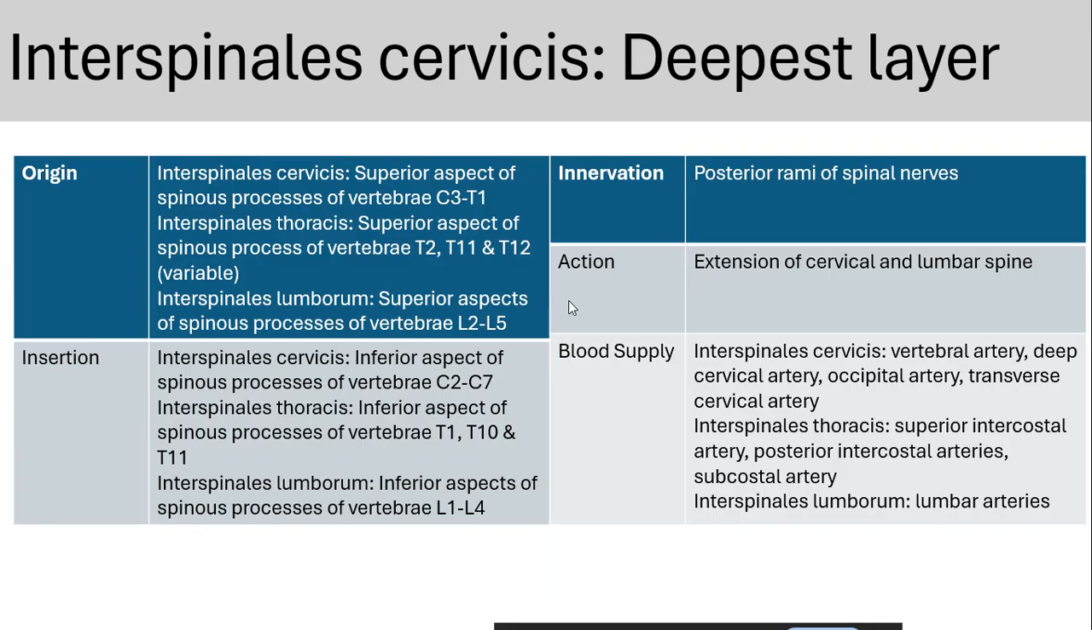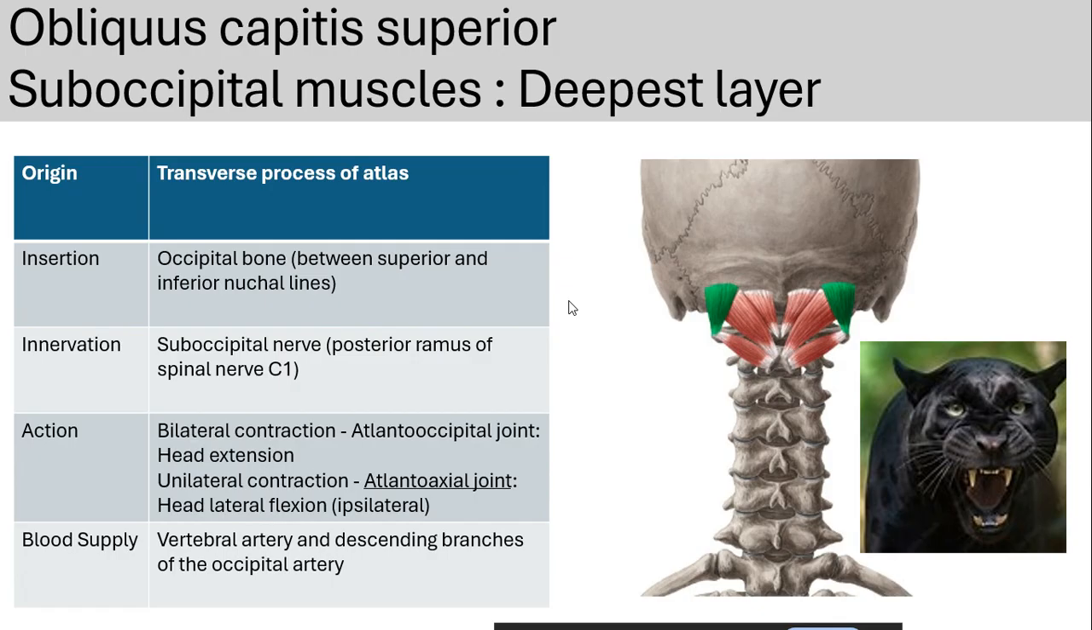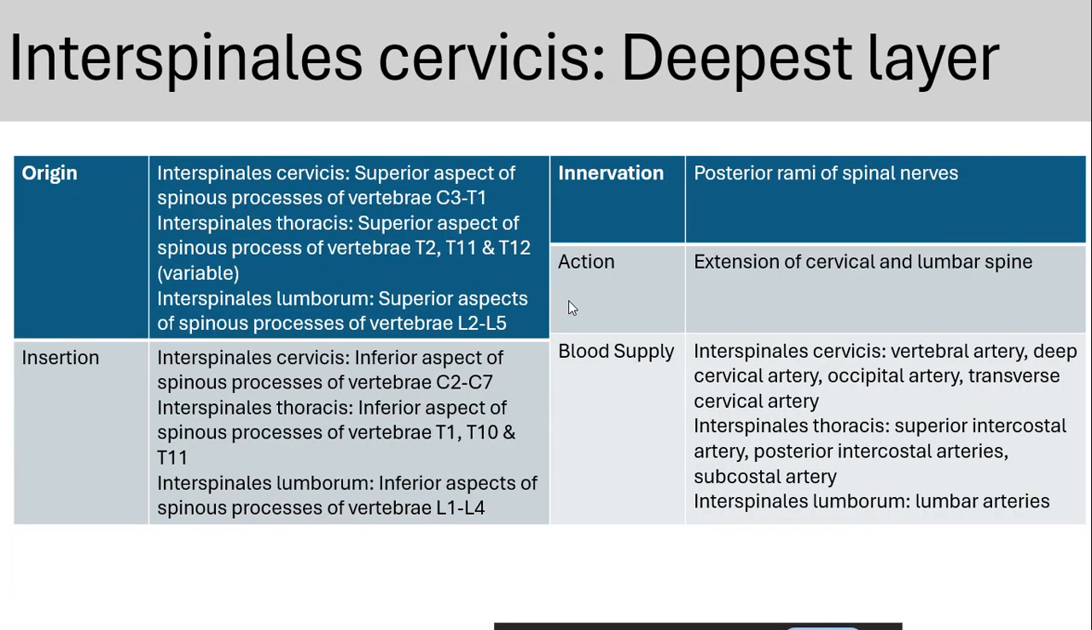Interspinalis cervicis is the deepest layer. Interspinalis cervicis: superior aspect of spinous process of vertebrae C3-T1. Interspinalis thoracis: superior aspect of spinous process of vertebrae T2, T11, T12. Interspinalis lumborum: superior aspects of spinous process of vertebrae L2 to L5. Insertion into interspinalis cervicis: inferior aspect of spinous process of vertebrae C2-C7.